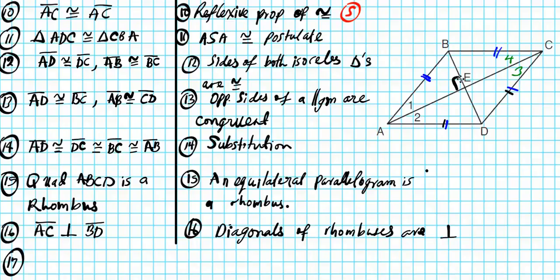what do we know about angle BEA? Angle BEA is a right angle. And how do we know that? We know that because perpendicular lines form right angles. Okay, so perpendicular lines form right angles.